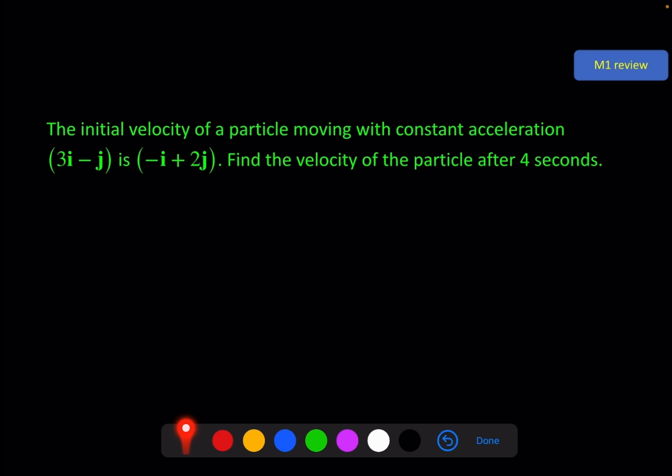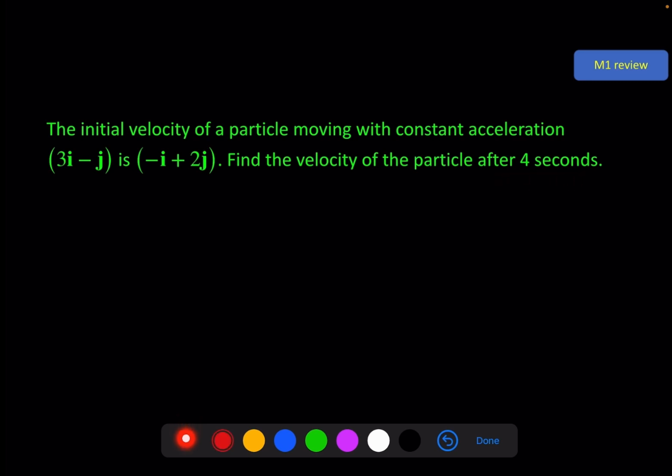A quick M1 question on constant acceleration on the screen to get us going. The initial velocity of a particle moving with constant acceleration is this. So this is the acceleration, this is the initial velocity. Find the velocity of the particle after 4 seconds.